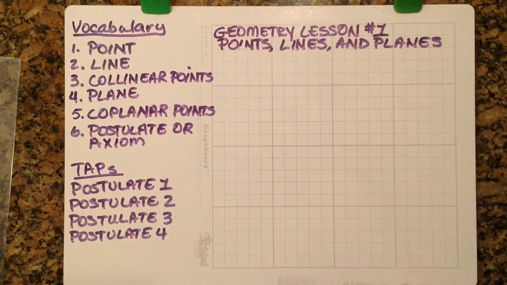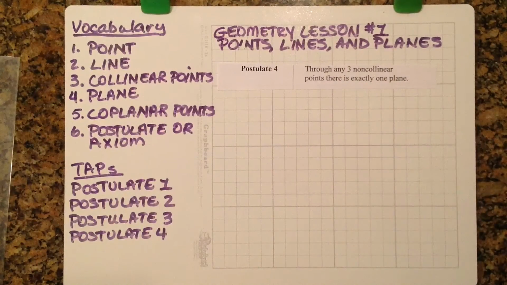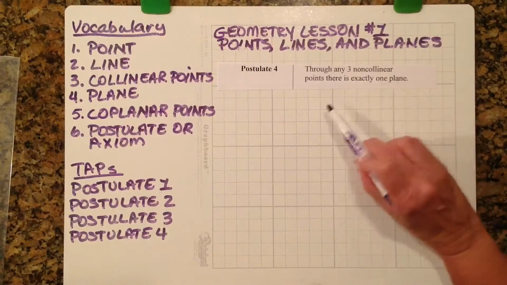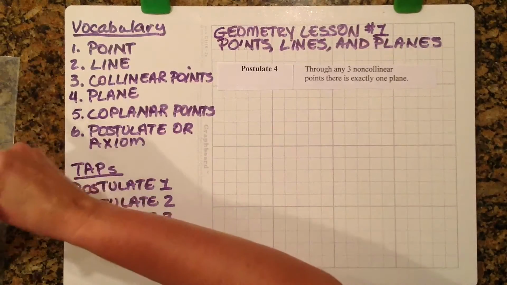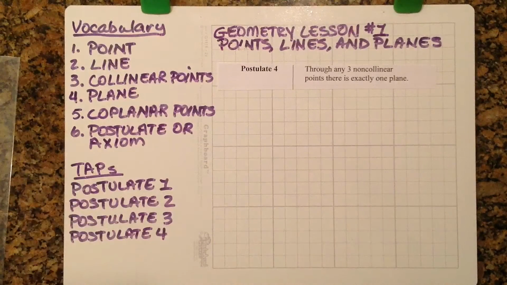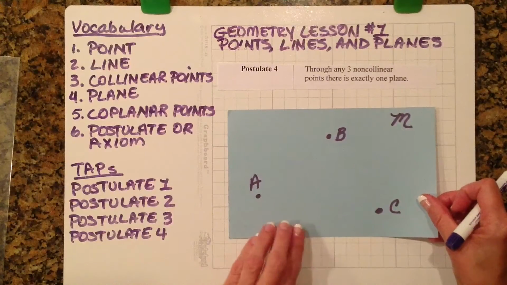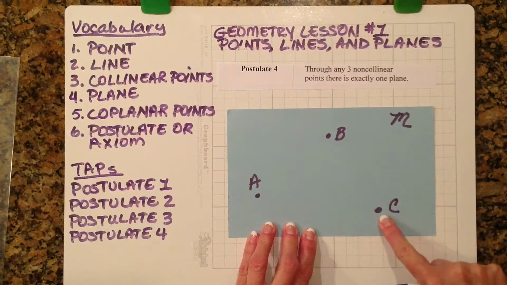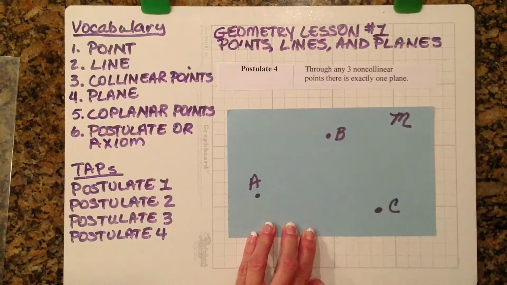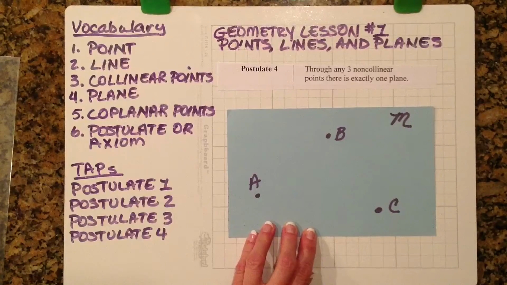Our very last postulate is postulate 4. Through any 3 non-collinear points, there is exactly 1 plane. So if I have 3 non-collinear points, we discussed that a minute ago, right here, A, B, and C. They are not in the same line. Then you can have exactly 1 plane.